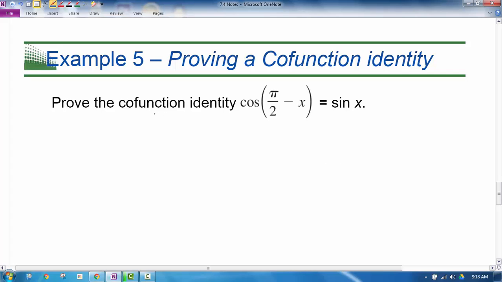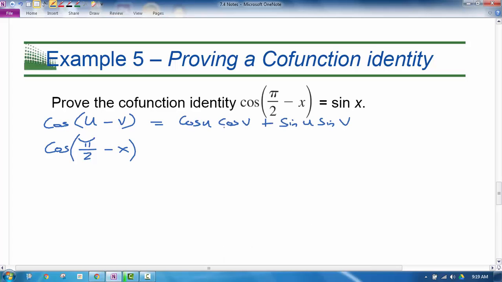Okay, we can do other things as well. We can prove identities now using our sum and difference formula. So what I'm going to do is start with the left side, the more complicated side, and work to get the right side. So I'll write the cosine of 90 minus x. Now I'm going to write above that the formula for the cosine of u minus v, right off the formula sheet. So that's the cosine of u, cosine of v, plus the sine of u, sine of v.